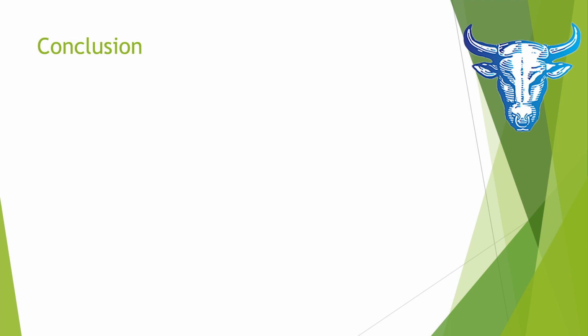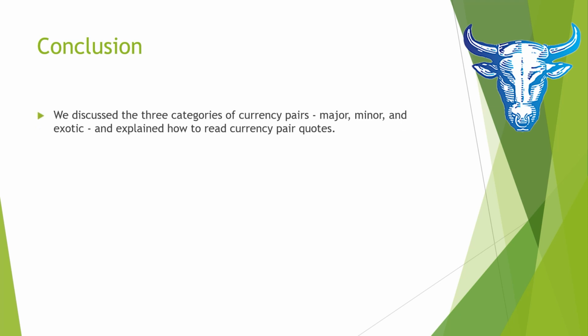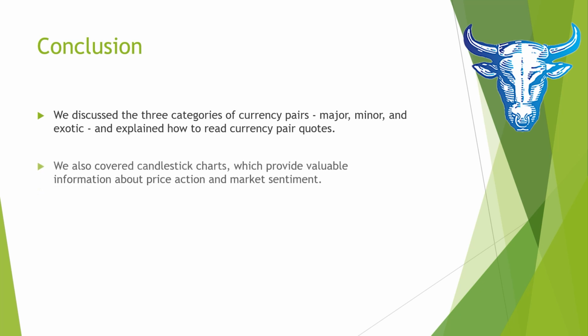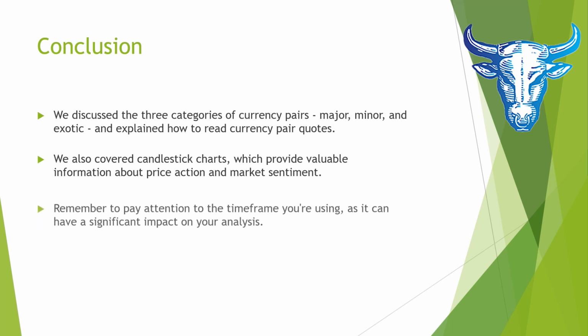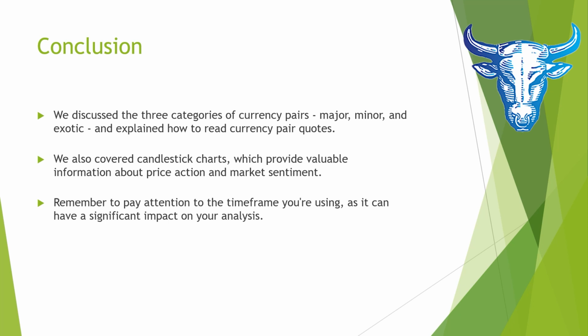Currency pairs are the foundation of Forex trading, and understanding how they work is essential for any trader. We discussed the 3 categories of the currency pair: major, minor, and exotic, and explained how to read currency pair quotes. We also covered candlestick charts, which provide valuable information about the price action and market sentiment. Remember to pay attention to the time frame you are using, as it can have a significant impact on your analysis. With those tools in your trading arsenal, you will be well on your way to success in the Forex market.